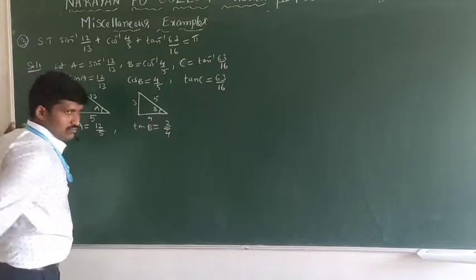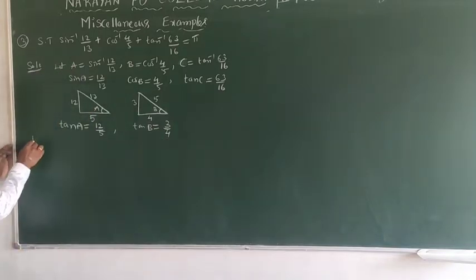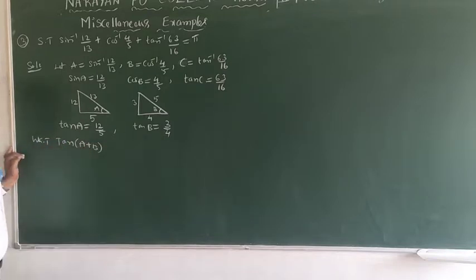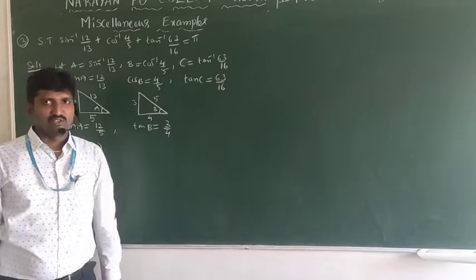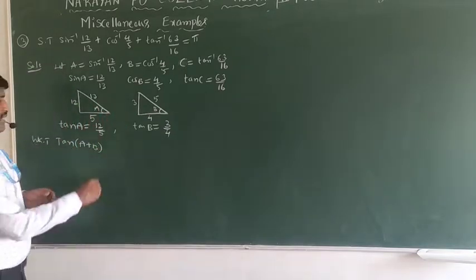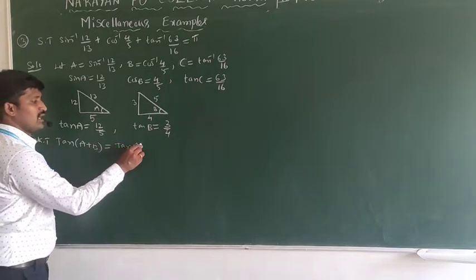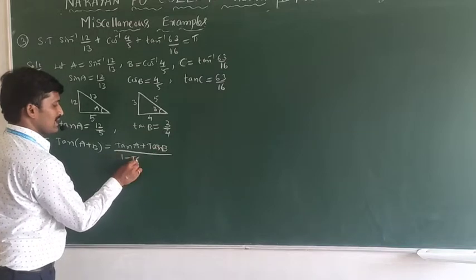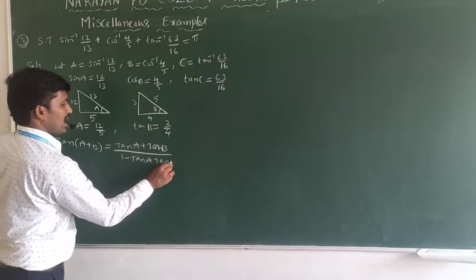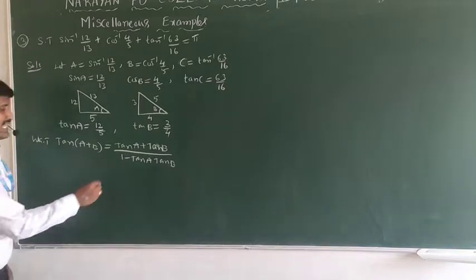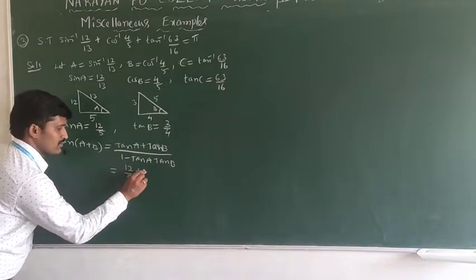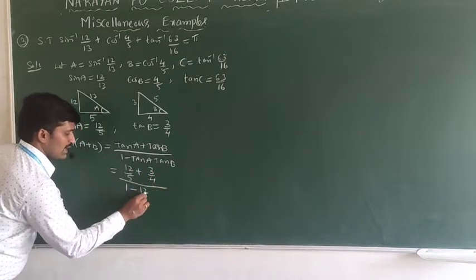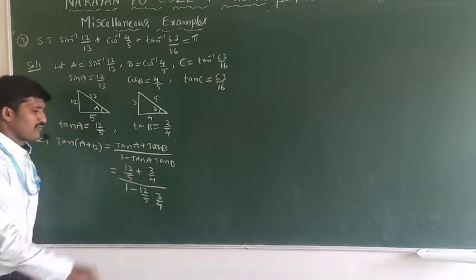Now in this combination, we know the formula for tan of A plus B. By applying tan of A plus B, we will finally get it in the form of tan C also. After getting the simplified value of tan of A plus B, what formula? Tan A plus tan B by 1 minus tan A into tan B. Tan A value how much? 12 by 5. Tan B value 3 by 4. Whole divided by 1 minus 12 by 5 into 3 by 4.